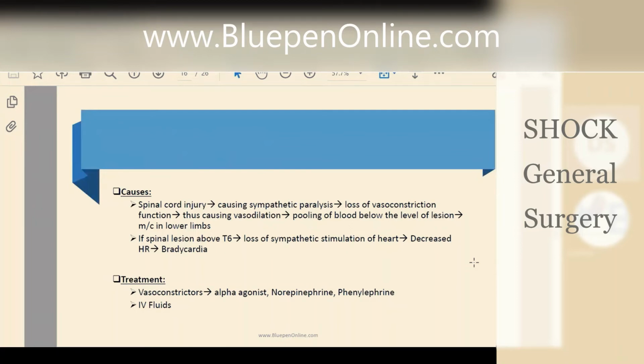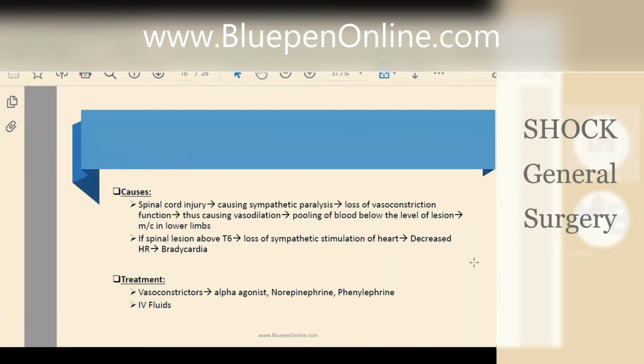That's what I told: when there is a spinal cord injury, it causes sympathetic paralysis. The sympathetic nerve is the one which causes vasoconstriction. But once the sympathetic nervous system is cut off, there is no vasoconstriction; there is only the parasympathetic nervous system and only vasodilatation. Because of vasodilatation, there will be pooling of blood below the level of the lesion, in the legs and hands, and there won't be backflow of blood. This causes decreased blood collection in the heart, decreased pumping from the heart to the main organs, and this will lead to cardiogenic shock.